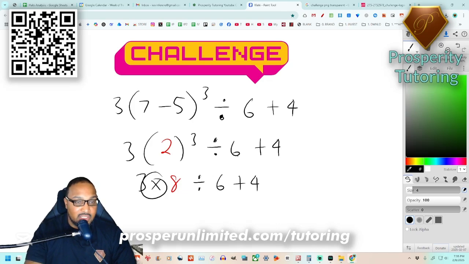So now we have multiplication, division, and addition. Well, according to the order of operations, multiplication and division come before addition and subtraction. So the multiplication and division are going to take priority over the addition. However, the multiplication is on the left, so we're going to do that one first. So 8 times 3 is 24. That leaves us with 24 divided by 6 plus 4.